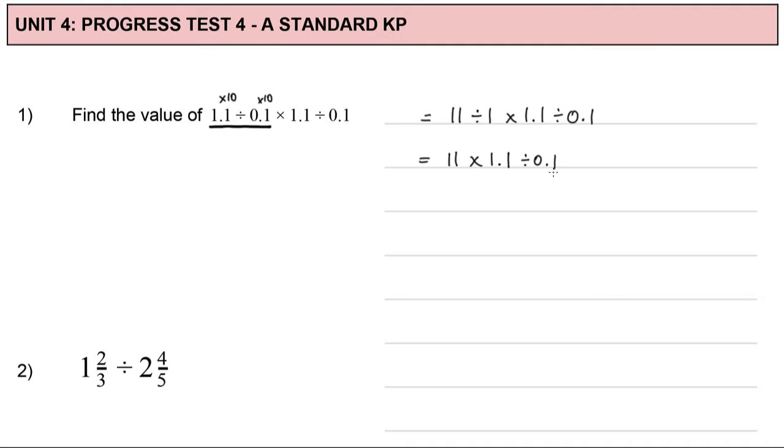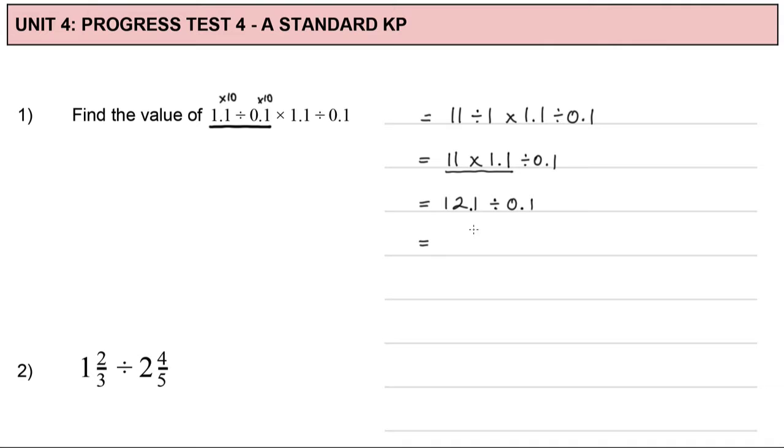So let's take a look at this next calculation here. We need to do 11 times 1.1. Well, if we consider this just as 11 times 11, the answer would be 121. Now I have one number after the decimal point here, so in my answer, I'll need one digit after the decimal as well. So it'll be 12.1 divided by 0.1.